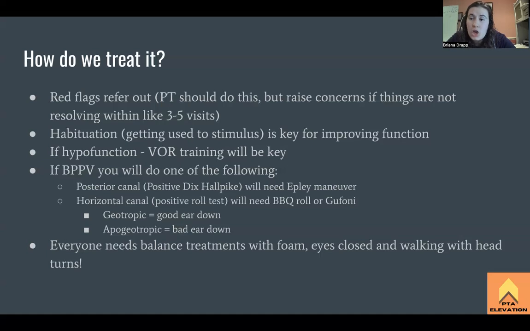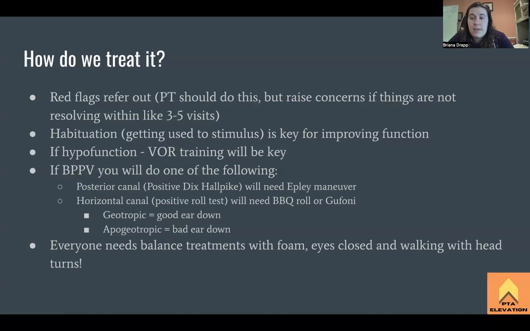With BPPV, this is probably what you'll see on the exam. The PT will do the Dix-Hallpike and the roll test to see which one it is. If it's a positive Dix-Hallpike, you're going to do the Epley maneuver starting on that ear. If it's the left ear that has BPPV in the posterior canal, they'll do the Dix-Hallpike with the left ear down, and then go into the whole Epley maneuver. I have a picture on the next slide about it.